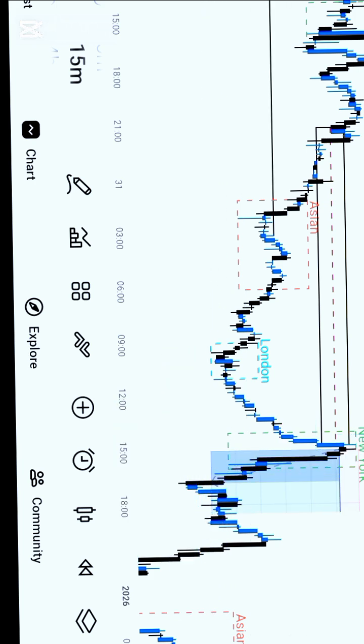So this is another trade setup. As you can see, I'm not trying to force anything. This is how you can use top-down analysis on your mobile phone and catch this kind of trade.